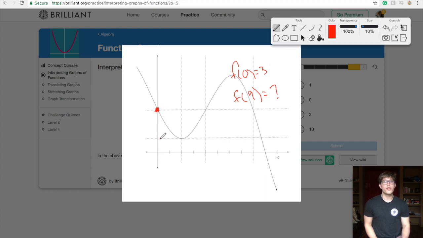So this point where the function starts at 0, the y value is 3, and then f of 9 is here. Let's go all the way. Well, it crosses the x-axis. This is an x-intercept, so the y value is what? The y value is 0. So f of 9 must be 0.